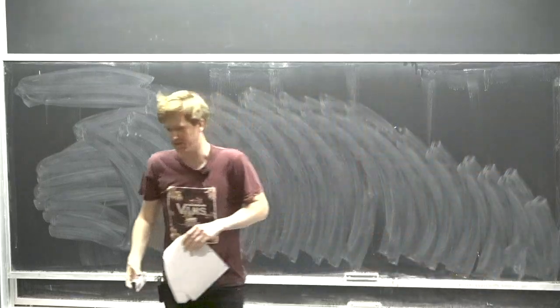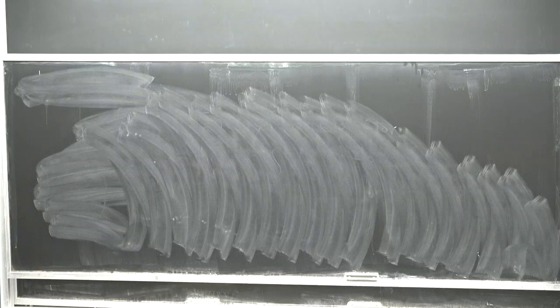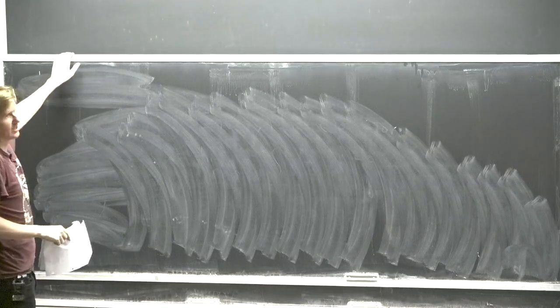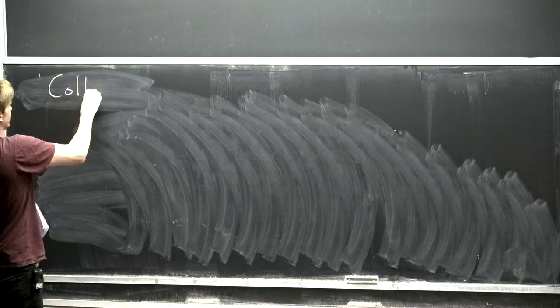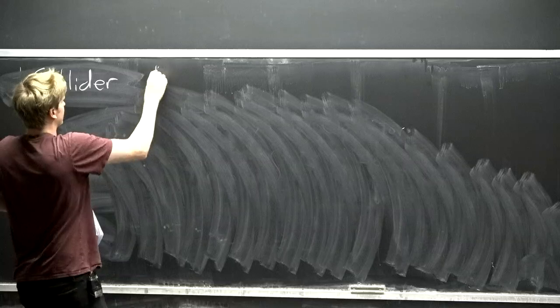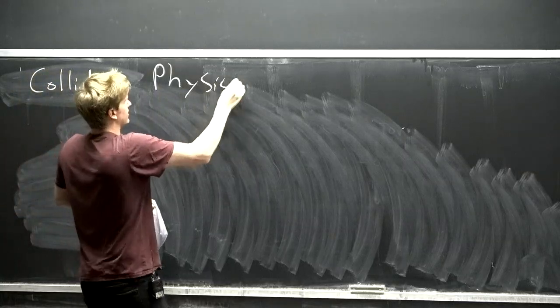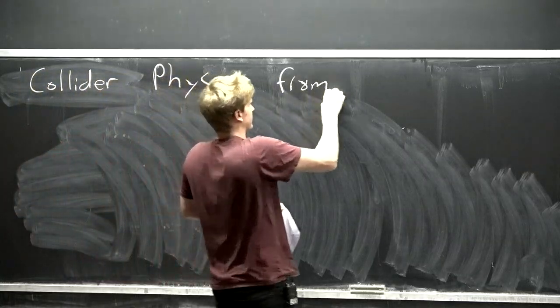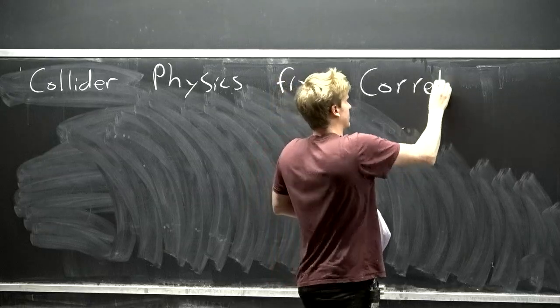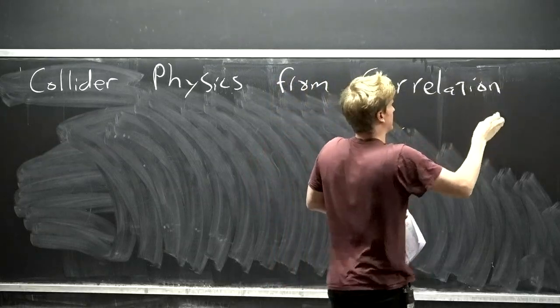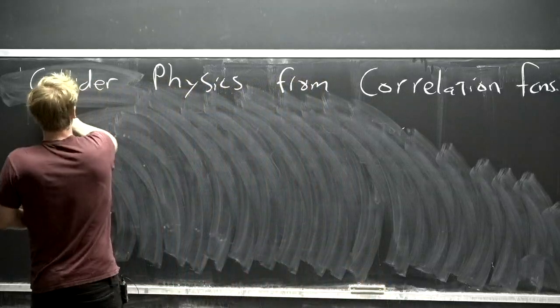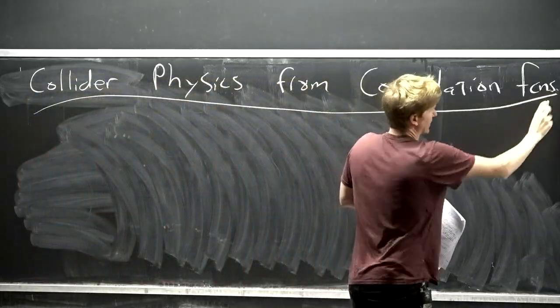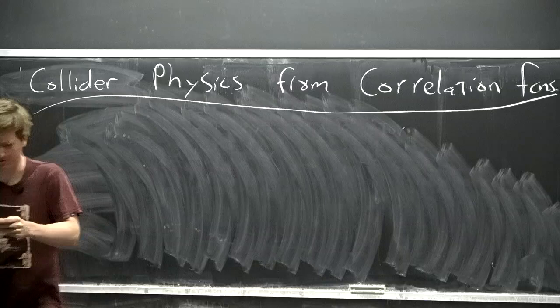Okay, so now that we've convinced ourselves that these are interesting, we retreat to trying to learn how to compute them, and we'll build up from very simple ones to these much more complicated ones. And so what we're going to try and do is understand how to actually compute and understand these collider physics from correlation functions, and how to eventually get back to those types of plots.